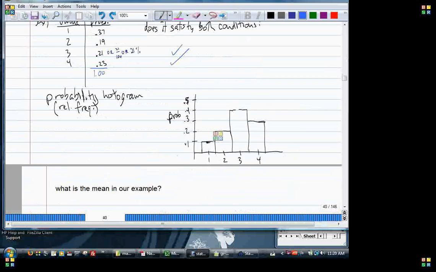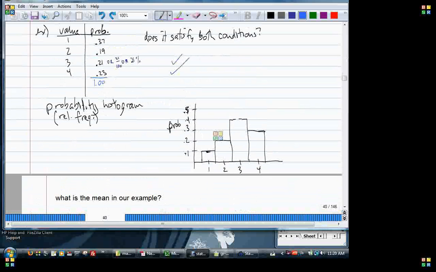Okay. So, how do we find the mean? Remember the notation for mean is mu. So how do we find the mean? 0.37. Okay. And what do we do with 0.37? Times 1. Right. So the first thing is 1 times the probability plus 2 times 0.19 plus, and then you just keep going.